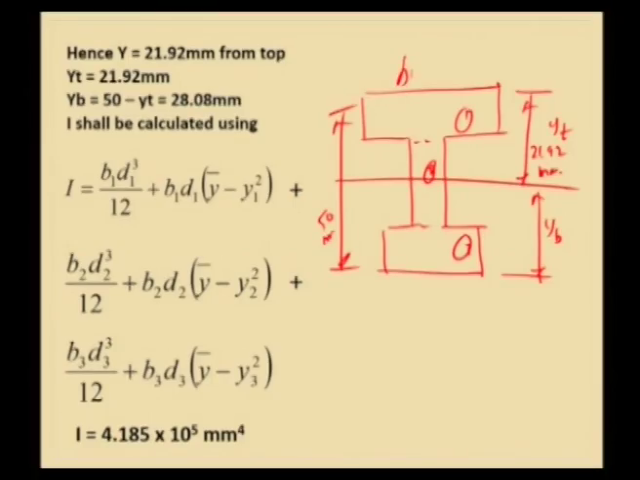So, substituting these values, we have b1 d1. So, b1 always refers to horizontal dimension, d1 refers to vertical dimension. Similarly, b2 means the width of web and d2 is depth of web, and b3 is width of bottom flange and d3 is depth of bottom flange. So, substituting these values, we will get moment of inertia I as 4.185 into 10 power 5 millimeter power 4.